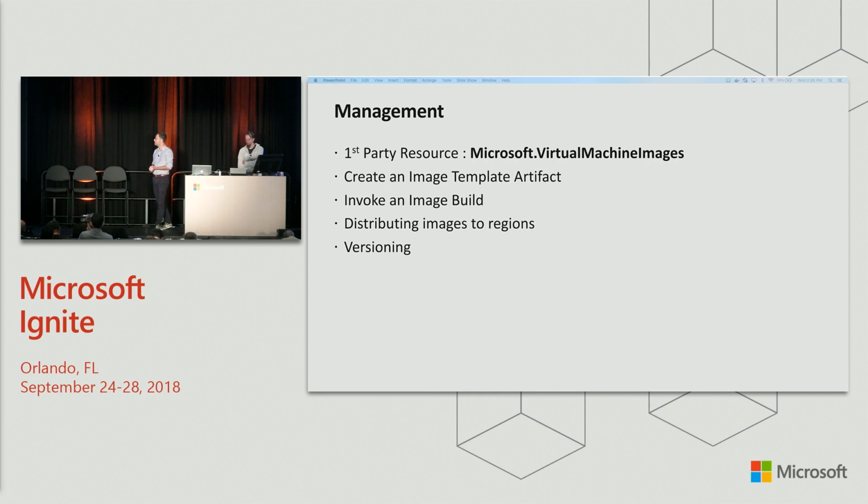So management. The key thing to point out is that the image builder is actually a first-party resource in Azure, Microsoft Virtual Machine images. So you will see an ARM template and you will see this resource referenced in there. As I mentioned, you create your image template artifact first, you invoke the image builder, and then you distribute it to the regions of your choice. And it also has the capability of versioning. So let's jump to the demo.